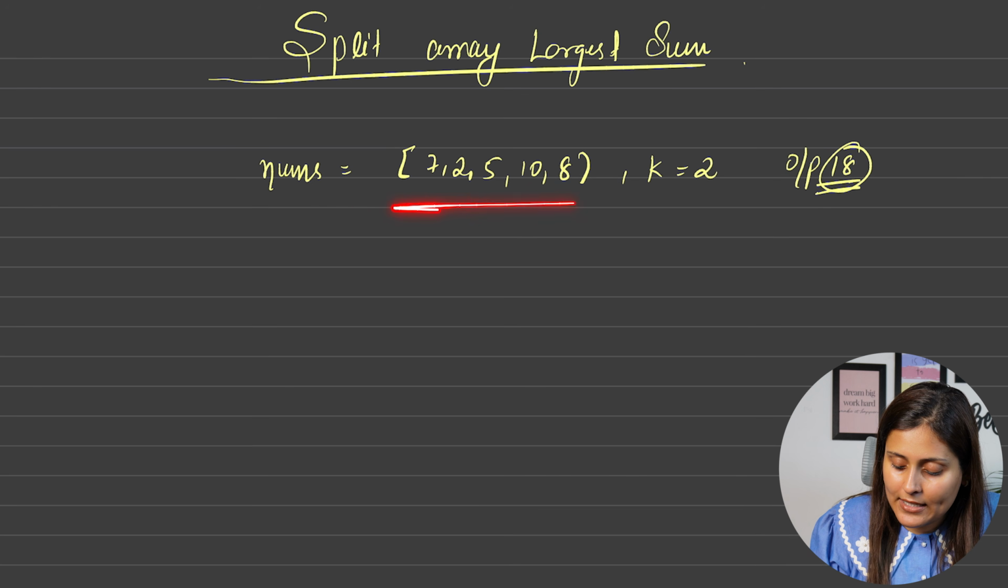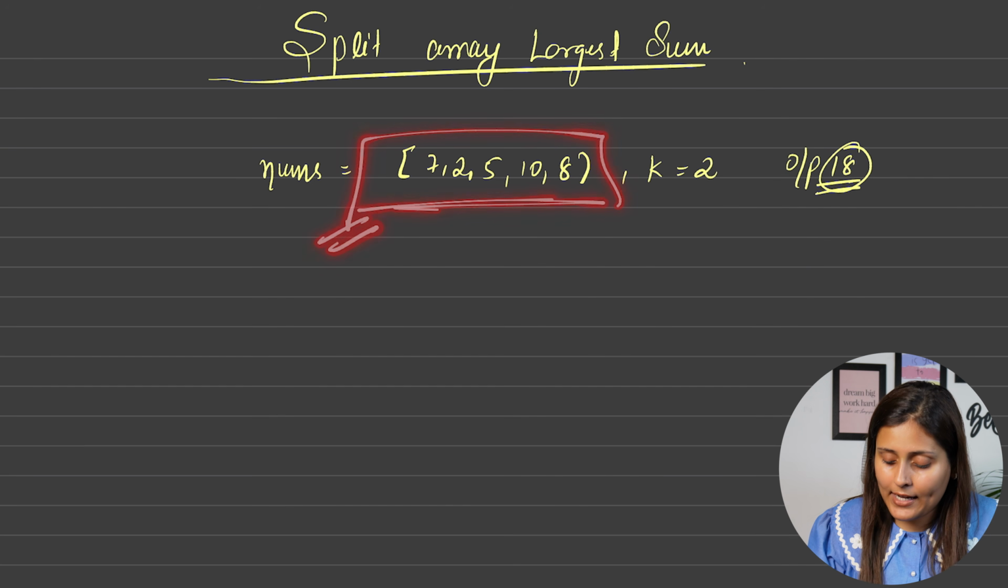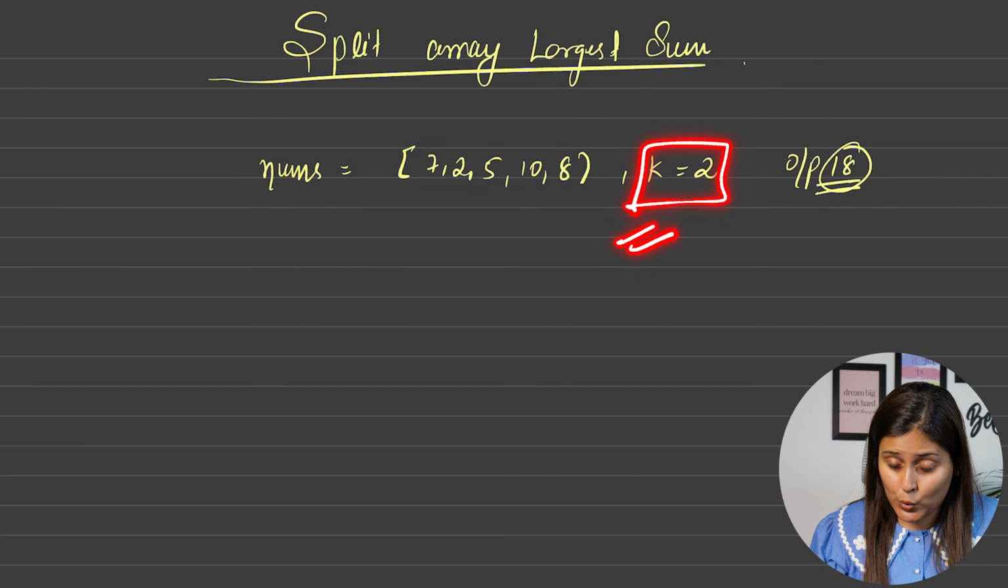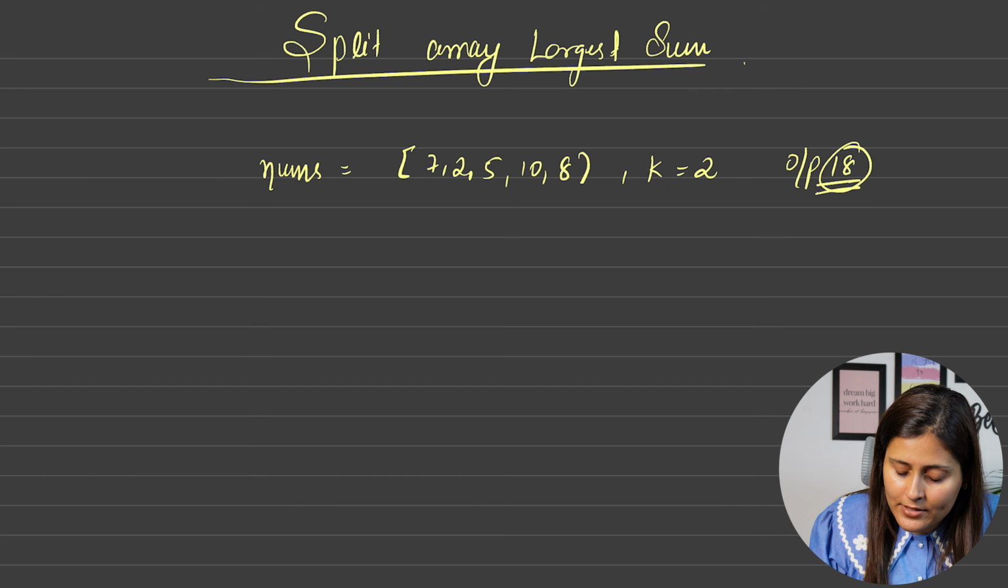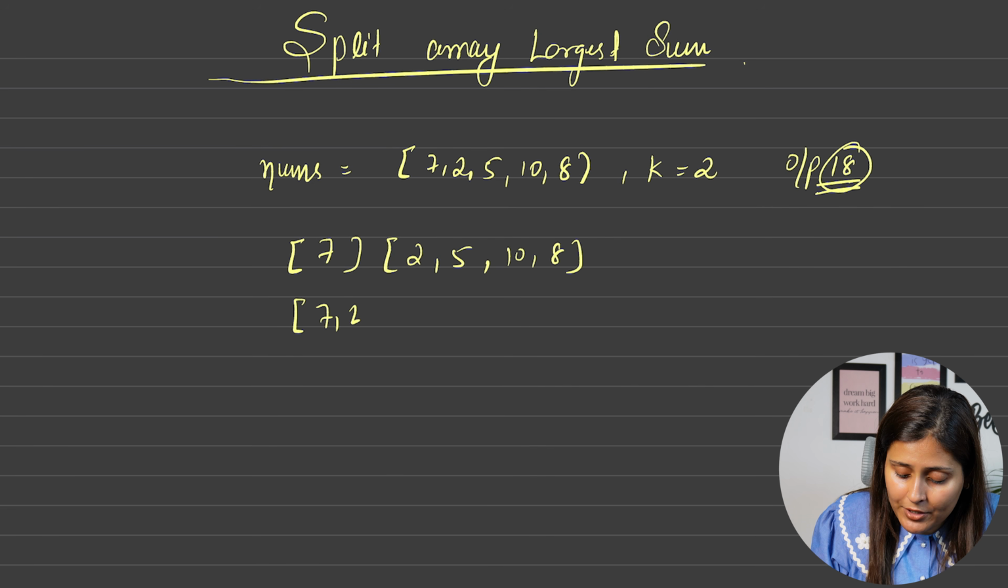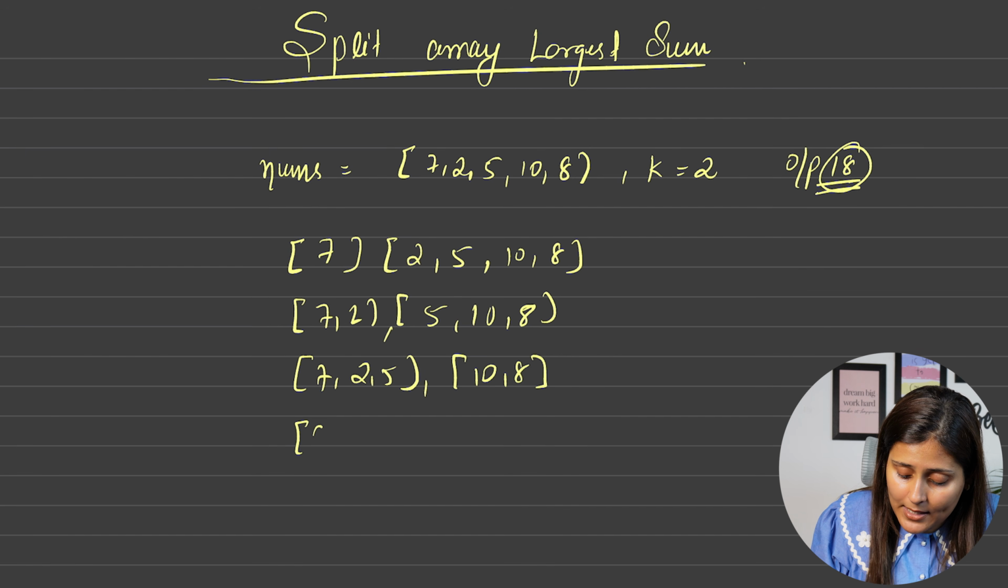Here we have been given the nums array and we have to divide this in two groups. Okay, so let's divide this in two groups such that none of the group will be empty. So in the first group you will put 7, in the other group you will put 2, 5, 10 and 8. Next, in the first group you will put 7, 2, and second group you will put 5, 10 and 8. Now in the third split you will put 7, 2 and 5, and next 10 and 8. Next time 7, 2, 5 and 10, and next 8.